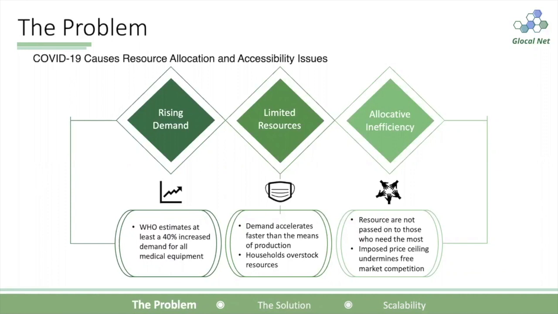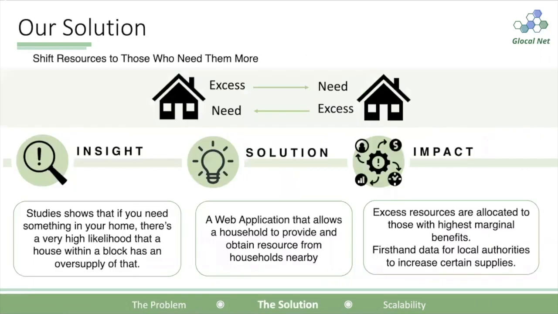And this is a problem of allocative inefficiency, meaning that resources are not being passed on to those who need them the most. And this is because of the overstocking issue I mentioned, as well as a government imposed price ceiling during crisis time. And this can really undermine perfect market competition, causing allocative inefficiency.